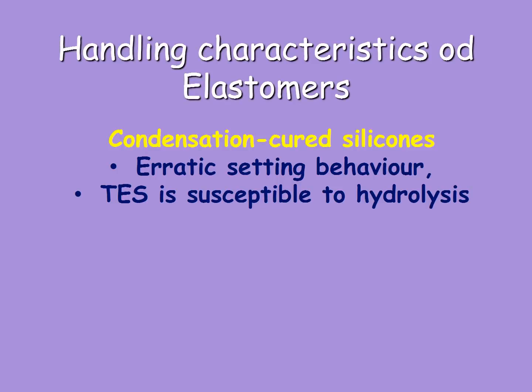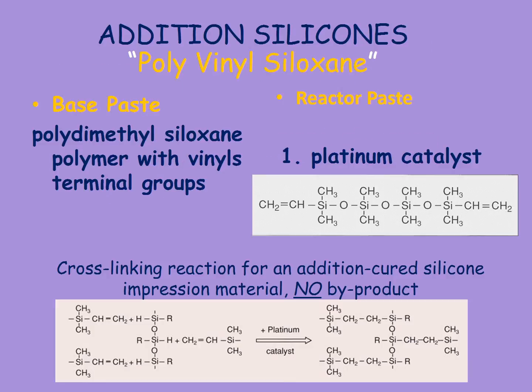Condensation cured silicones suffer from erratic setting behavior, and one of the reasons is that tetraethyl silicate is susceptible to hydrolysis, so when it's contaminated with moisture, it becomes inactive. Addition silicones, which are known as polyvinyl siloxane, are presented as a base paste of polydimethylsiloxane polymer with vinyl terminal groups and a reactor paste of platinum catalyst, and this reaction has no byproduct.